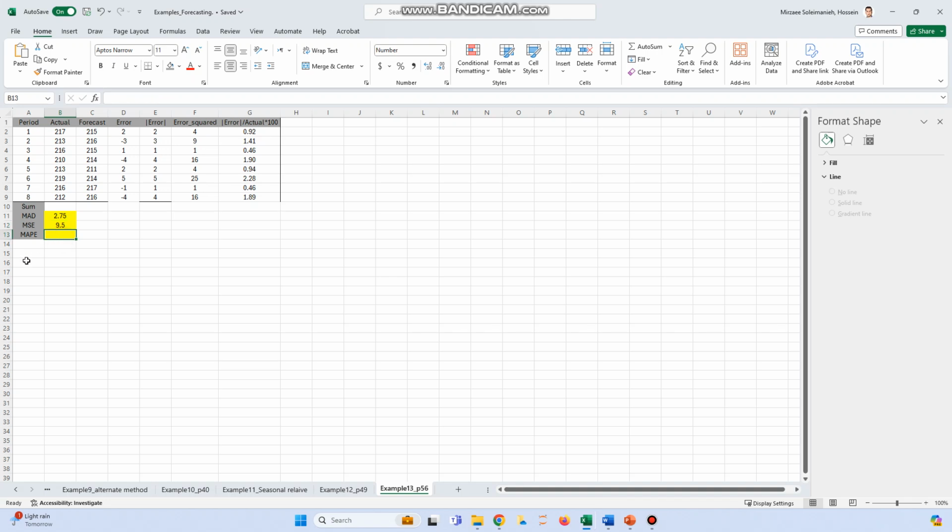And for MAPE, you need to use equal sign, summation of this column divided by n. And this is 1.28. So this is close to 0. This is 1.28%, which is close to 0, and it shows that it's accurate enough and it gives us a good forecast.